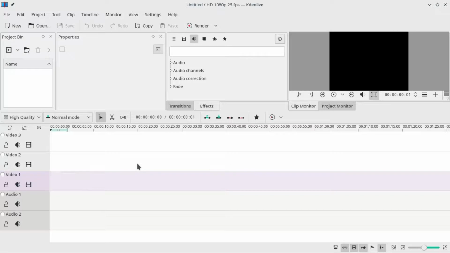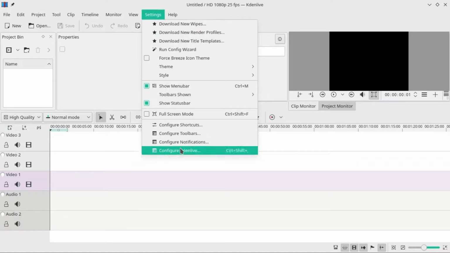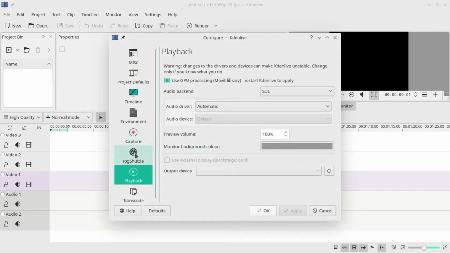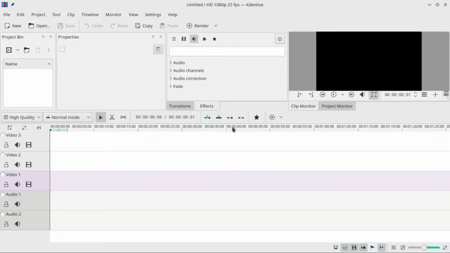So what I have found, it is an issue with using GPU processing. So if I disable it, now it's all good. It's annoying. I don't know why this happens. It's probably a bug which they're gonna have to fix. It might also be my specific hardware configuration.